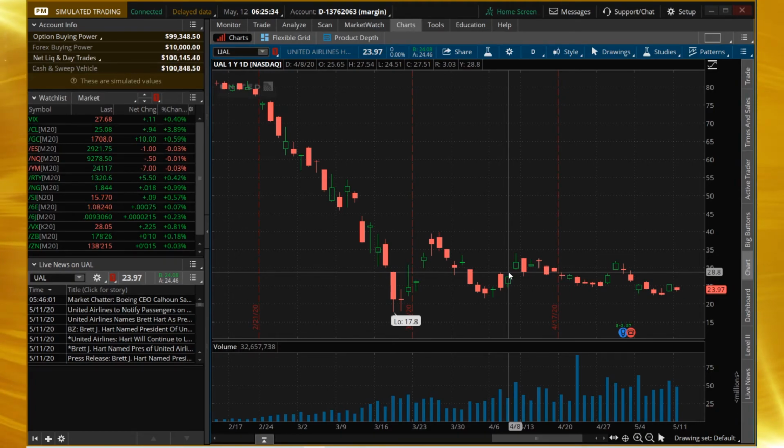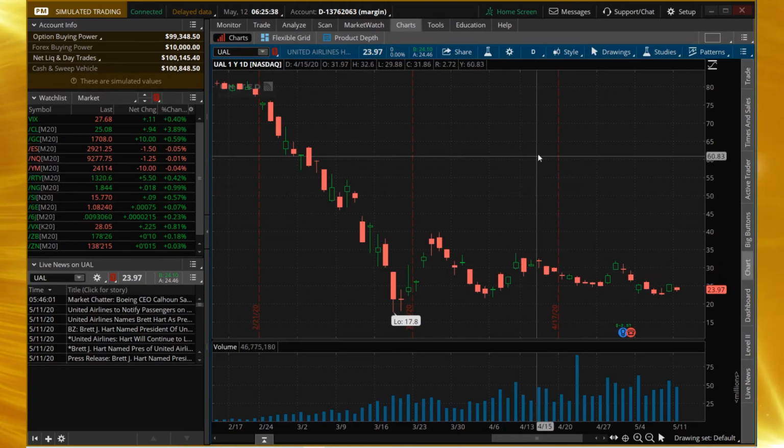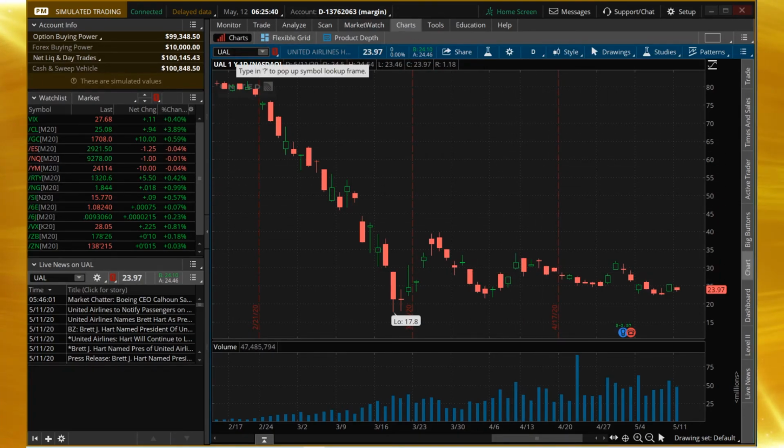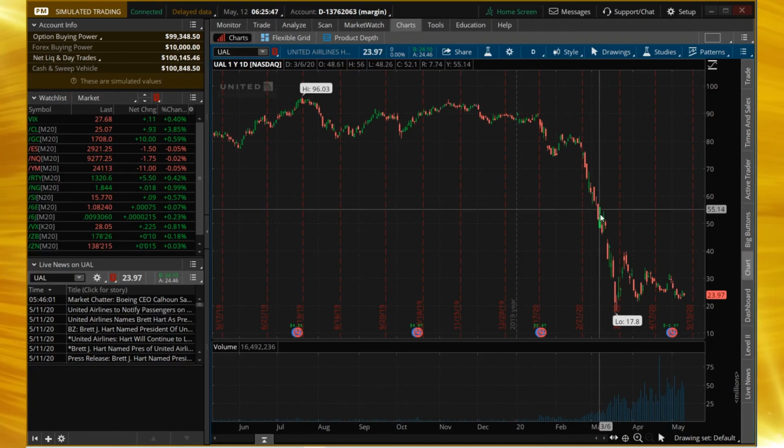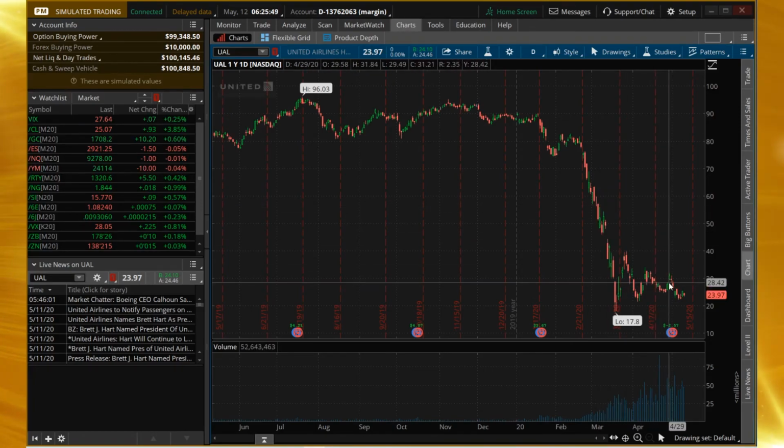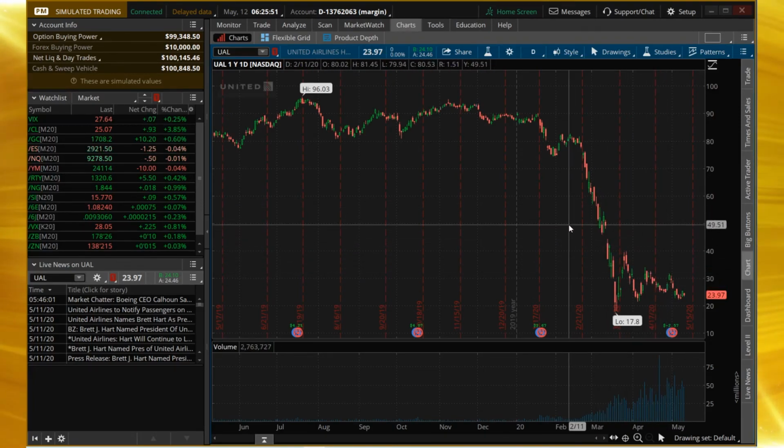As you saw in our little preview, we're going to be looking at United Airlines today. I'm on the charts, and I typed in UAL and hit enter, and this is the 52-week chart, each candle being a day, and we can see the big drop and then the sideways movement. We're going to be putting on a neutral trade today, but rather than an iron condor, which is what we're used to, we are going to look at the strangle for this one.